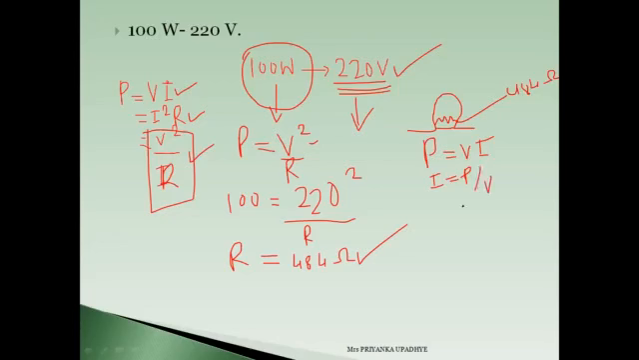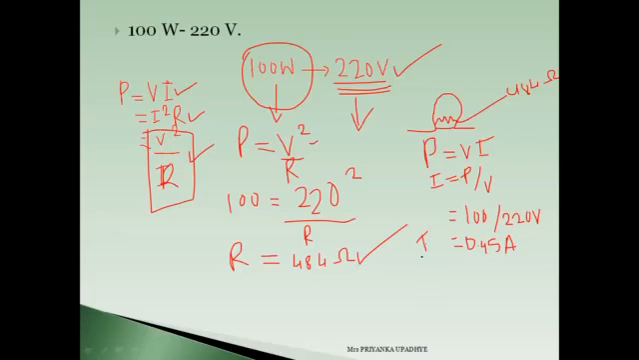Power of this bulb is 100 watt, divided by voltage, which is 220. When 220 volt is supplied, the bulb will glow with 100 watt. So this will give you 0.45 ampere. So what does it mean?